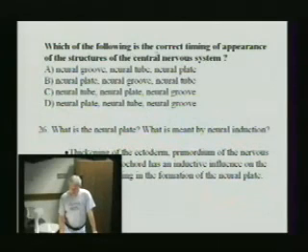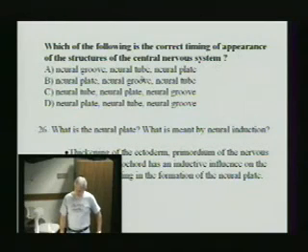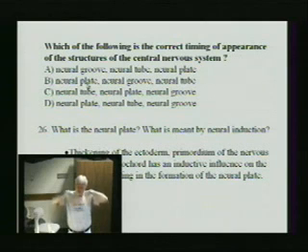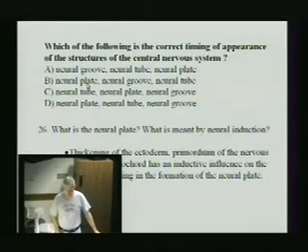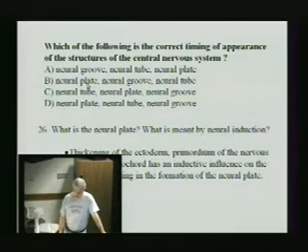So which of the following is the correct timing of appearance of the structures of the central nervous system? Groove, tube, plate, definitely not right. Plate, groove, tube, sounds right from what we just saw. We get the local thickening, and then the groove as we get a crumple and a ripple in there, and then the ripple becomes the full wave, the crests of the waves meet each other and close off the groove to form the tube.